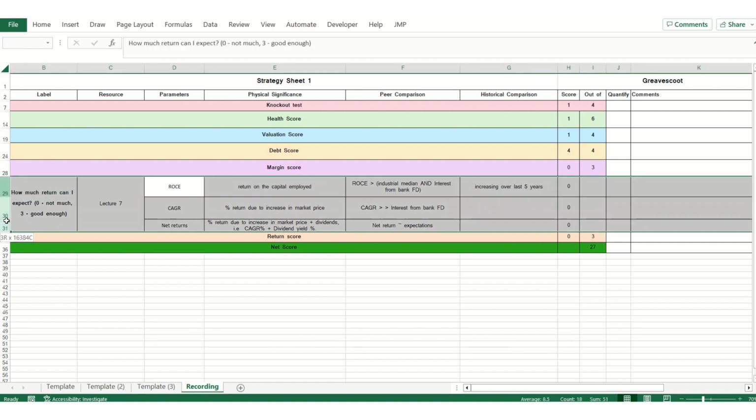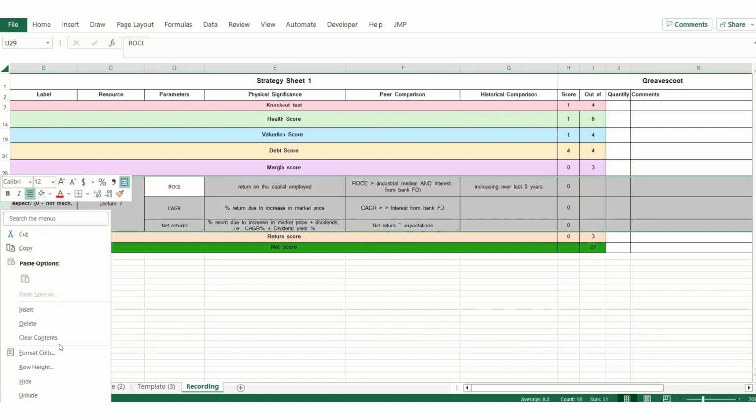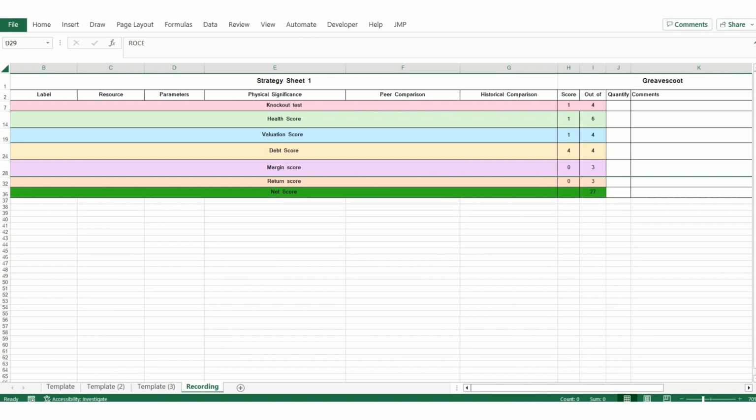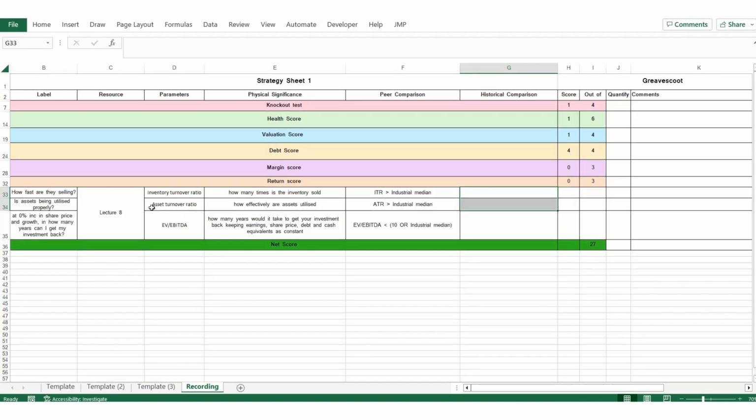So let's hide all these 3 columns. Now these are the last 3 questions we are going to ask. The first is, how fast are they selling? That means, are they able to have the same inventory turnover which they used to have? The second is, are the assets being utilized properly? And the third is, at a 0% increase in the share price, earnings and growth, in how many years would I get my investment back?